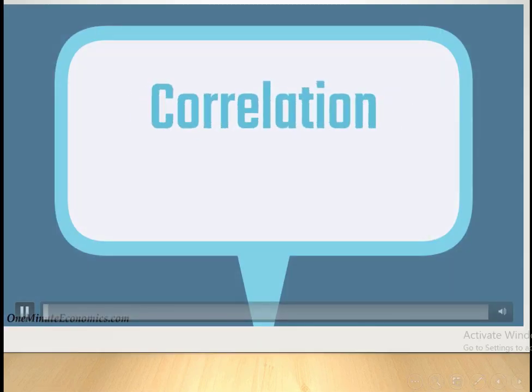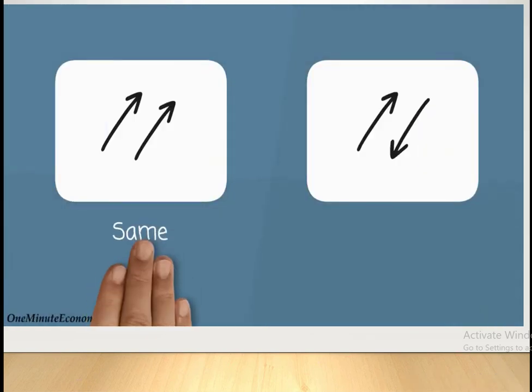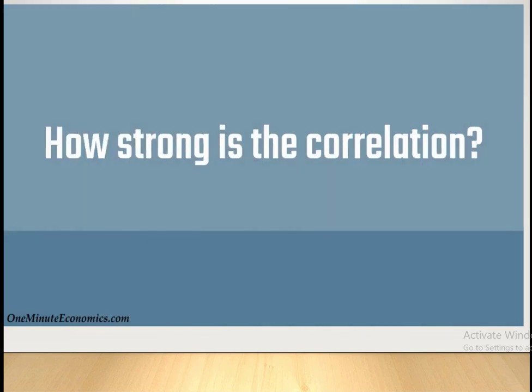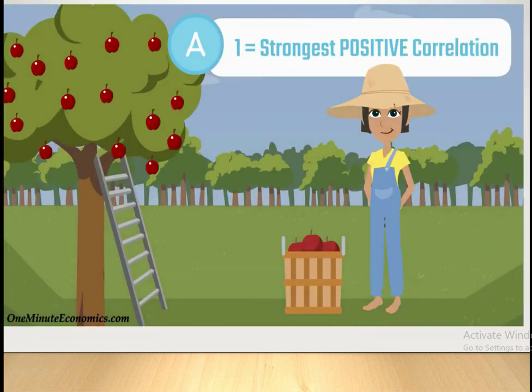The correlation coefficient doesn't just tell us whether two variables move in the same or opposite direction like the covariance does. It also indicates how strong the relationship is, and its value ranges from -1 to 1. As such, A, 1 indicates the strongest possible positive correlation. Think of it as perfect direct proportionality.